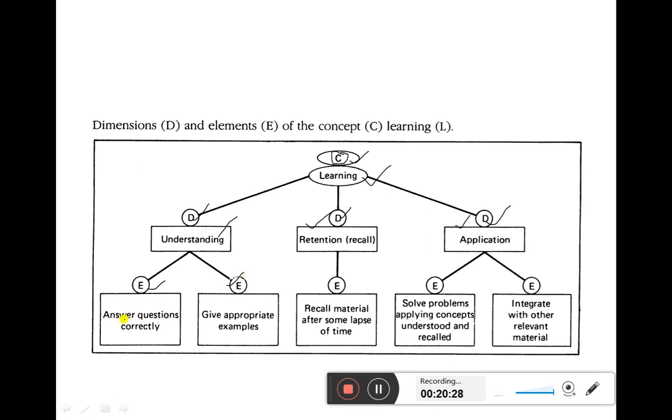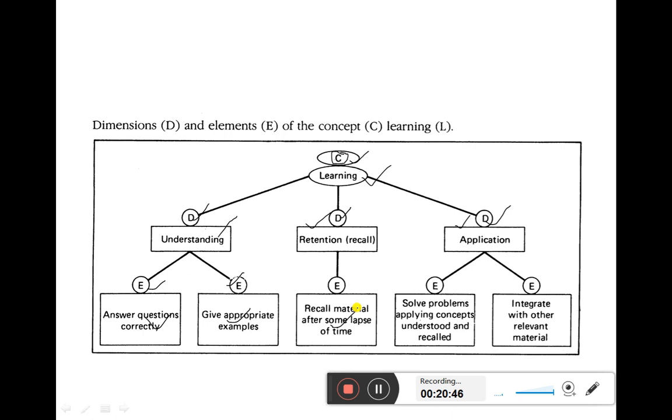Understanding, initially I told you, means answer questions correctly, or correctly give the answers. Next element, that is give appropriate example. Now retention. Retention means recall. Retain, maintain. Now recall material after some lapse of time.